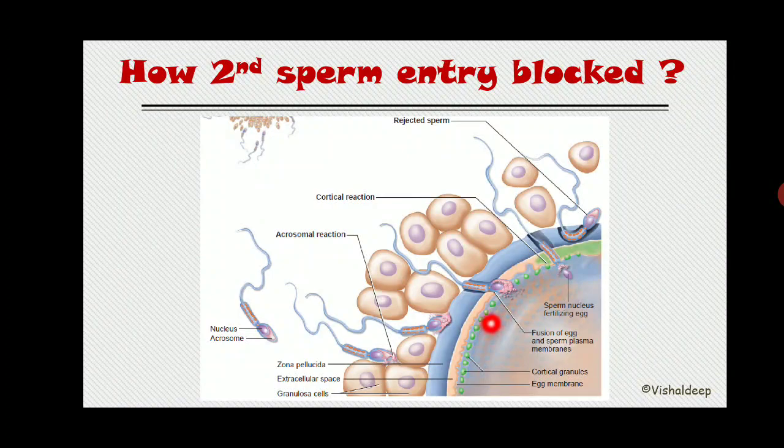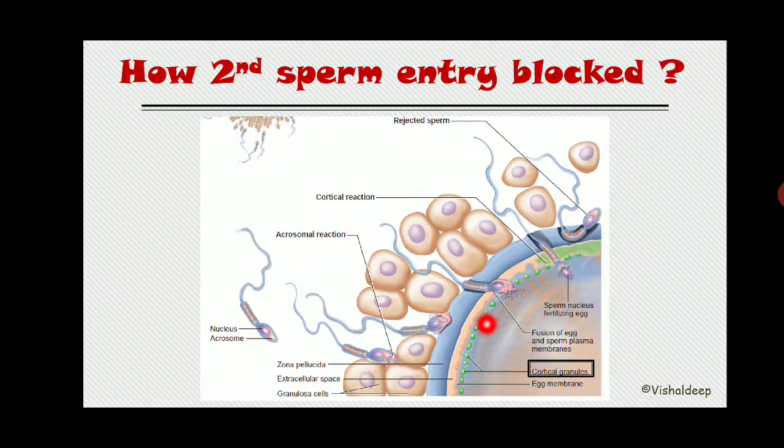You can see these green color round structures are the actual cortical granules. Those cortical granules will eventually diffuse inside the perivitelline space. You can see in this layer, these granules eventually pour their substance, and it will block this entire perivitelline space, and this sperm gets dislodged. It prevents the entry of this sperm.